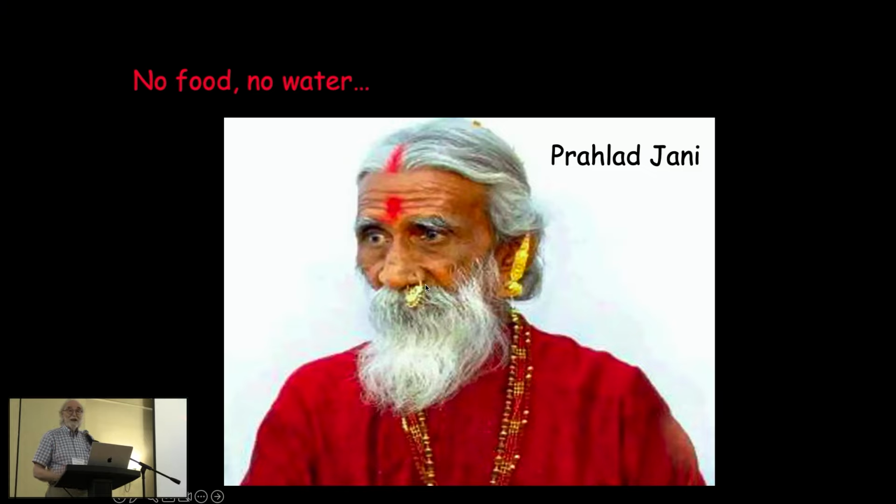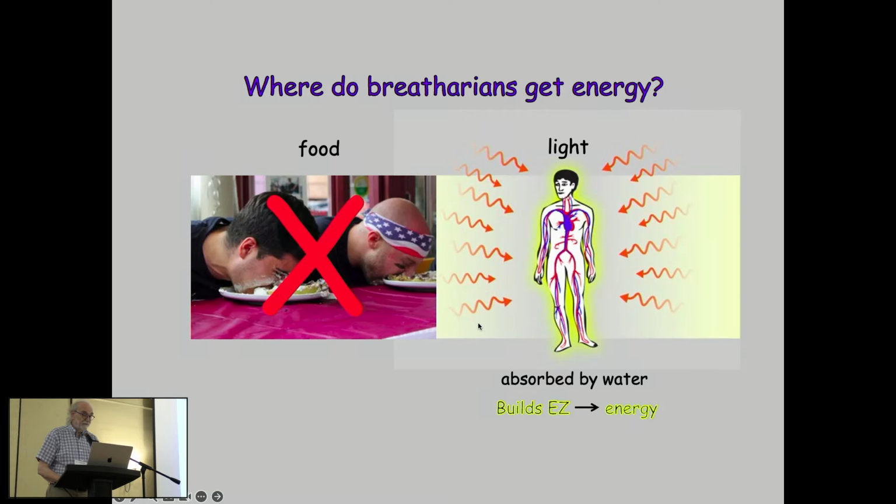So this guy was getting energy from somewhere, and if you think about it, if it's not from food, it's got to be from somewhere else. And the suggestion is that it may be from the infrared energy that he was absorbing. And so-called breatharians, there are said to be something like 200,000 of them around the world. It's not rare. Where do they get their energy? It's possible that it's light that's absorbed by water and turned into potential energy.